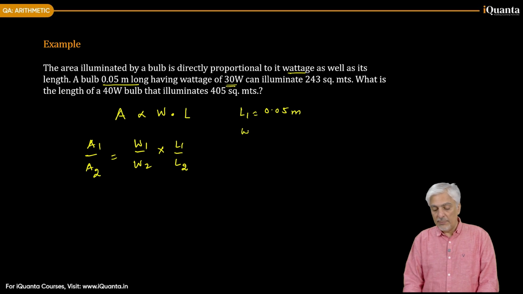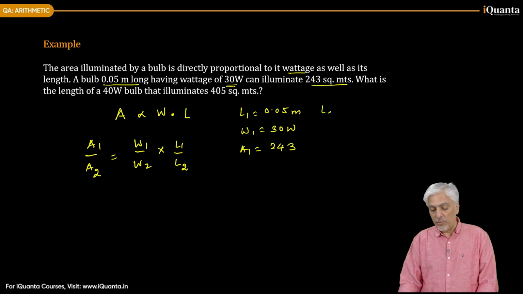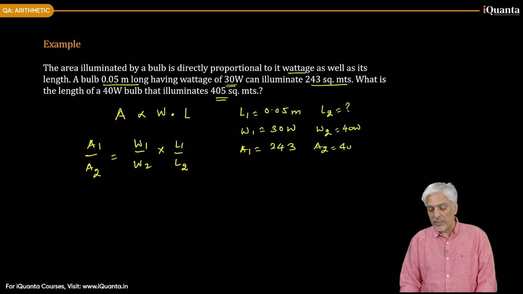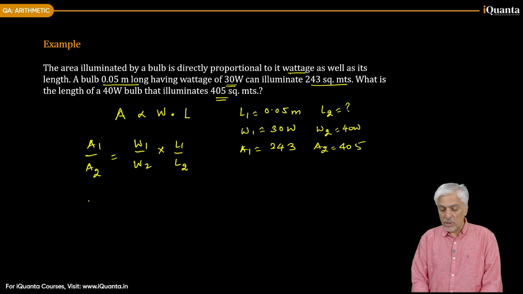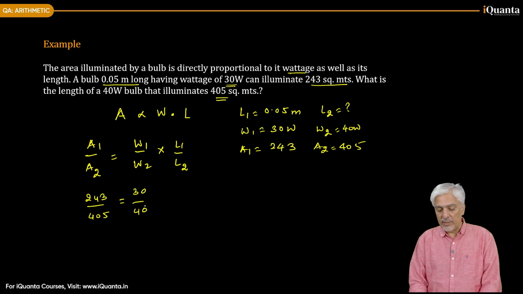A bulb 0.05 meter long, that means L1 is 0.05 meters, having a wattage of 30 watts. W1 is 30 watts, can illuminate 243 square meter area. So A1 is 243. What is the length? That means I want to find L2 of a 40 watt bulb, which can illuminate 405 square meters. So area 2 is 405. Just put it down over here. So what will we get? 243 divided by 405 is W1 upon W2, 30 upon 40, into L1 which is 0.05, upon L2 we don't know.